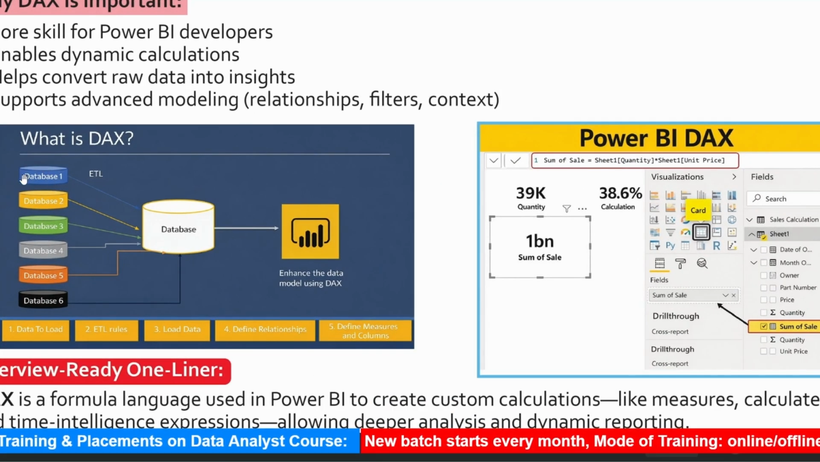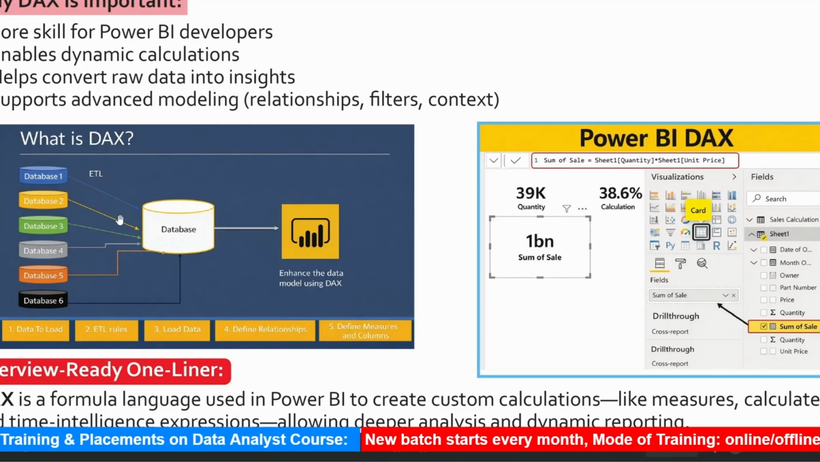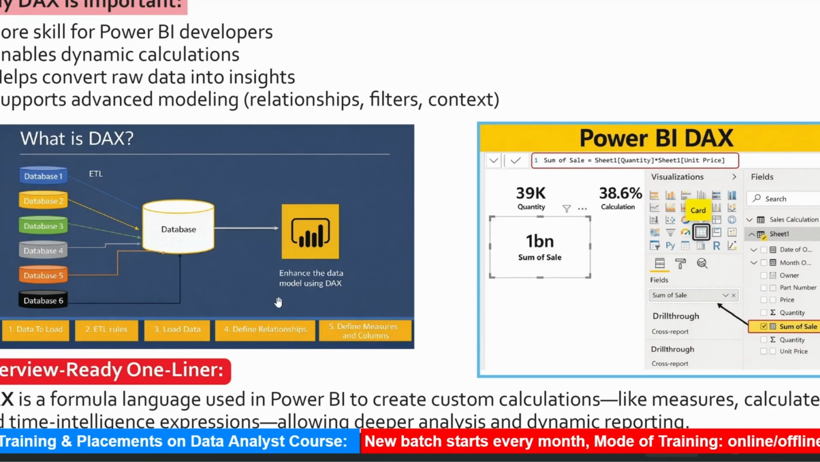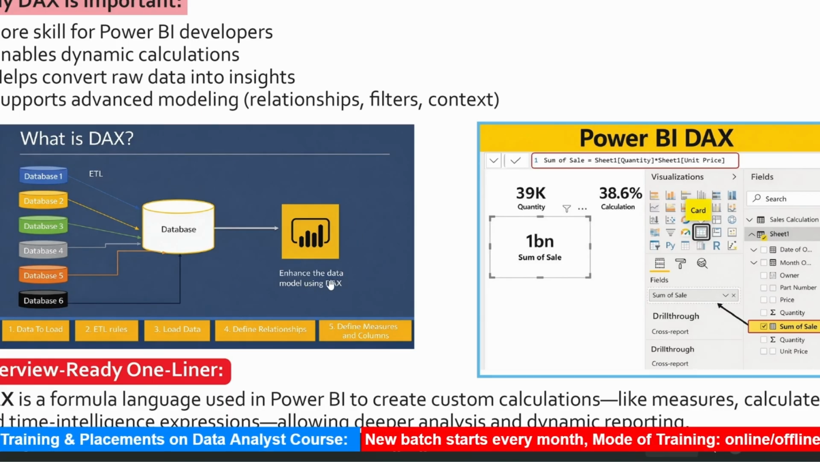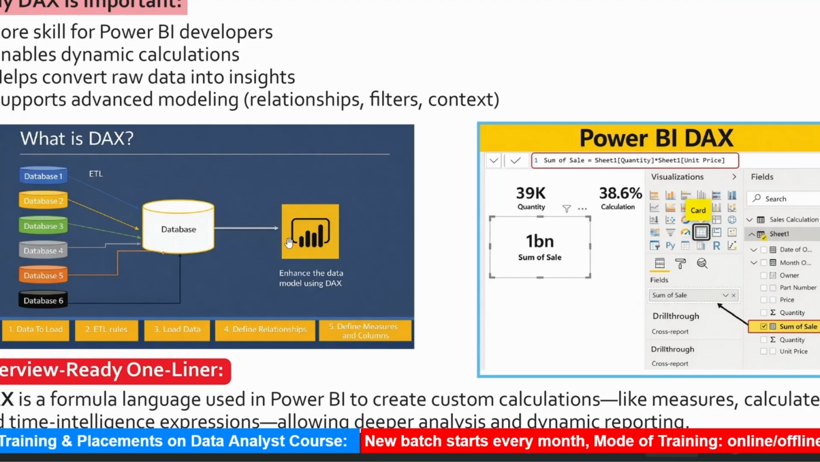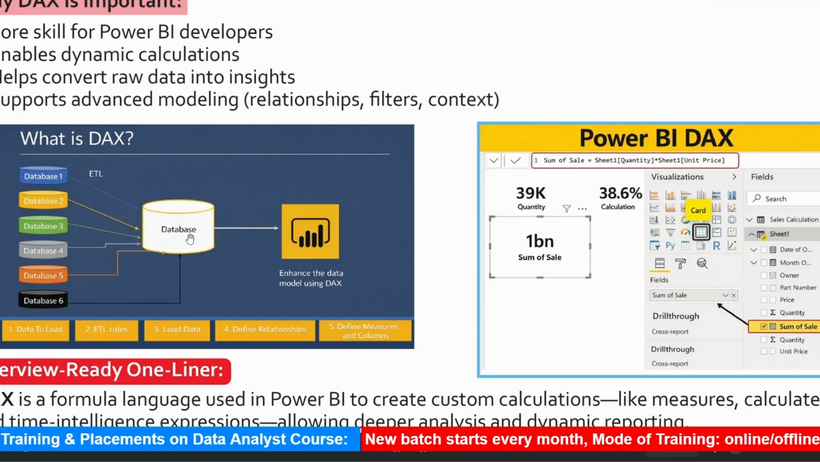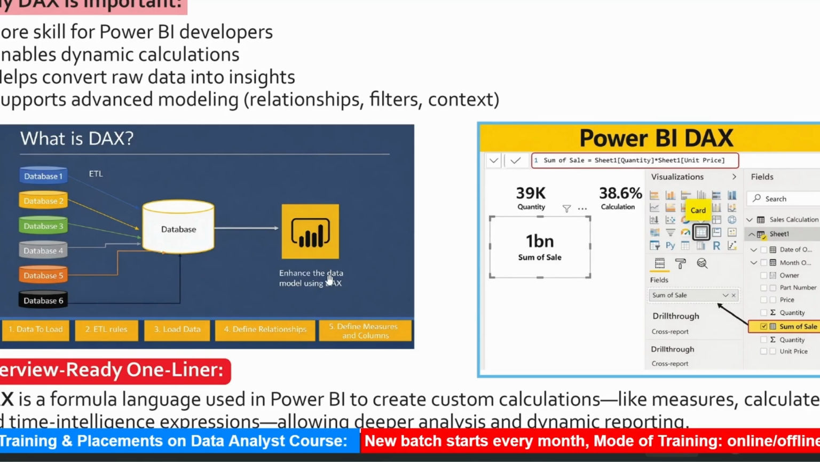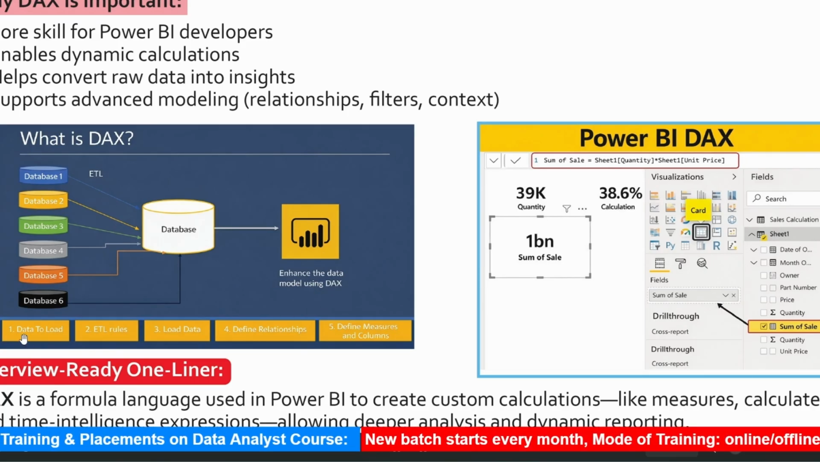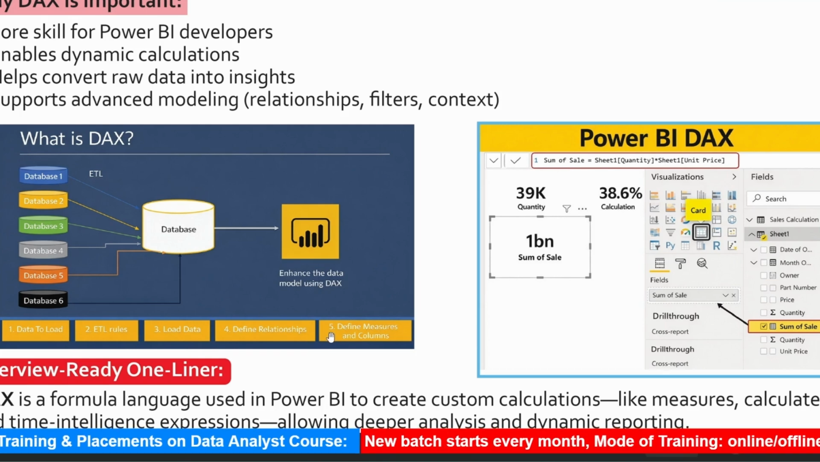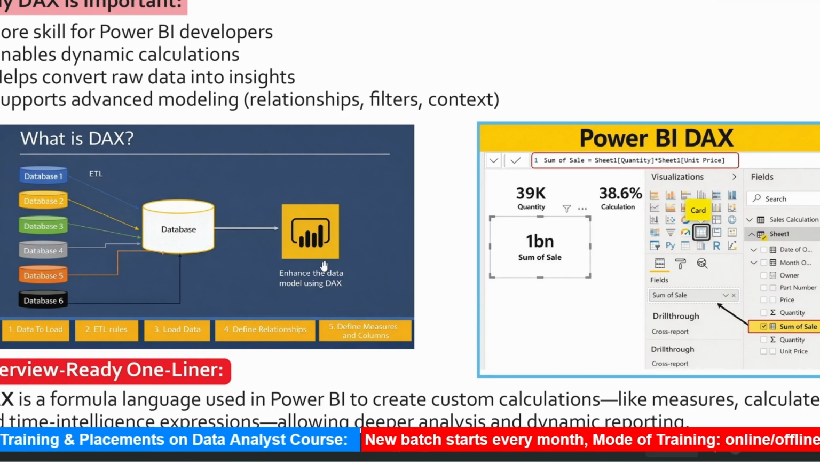these are the different source systems that we have here, and by using ETL tools we can connect to databases and enhance the data model using DAX. We are going to connect Power BI Desktop to different databases, get the data, and enhance it here at the Power BI Desktop level. And these are the different steps to connect and get into the Power BI model view.